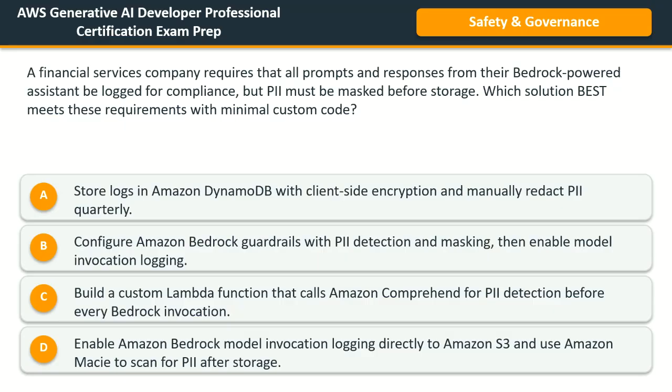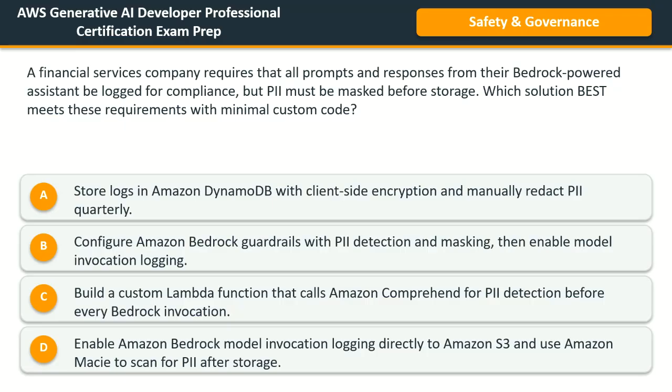The correct answer is B. This is a classic security and governance question. The requirements are very clear. Log everything, mask PII before storage, minimal custom code. Whenever you see those three together, you should think Bedrock Guardrails. Guardrails can detect and mask PII in both prompts and responses before anything is logged. When you combine guardrails with model invocation logging, the logs that go to CloudWatch or S3 are already sanitized. That's what regulators want to see. So the correct answer is B.